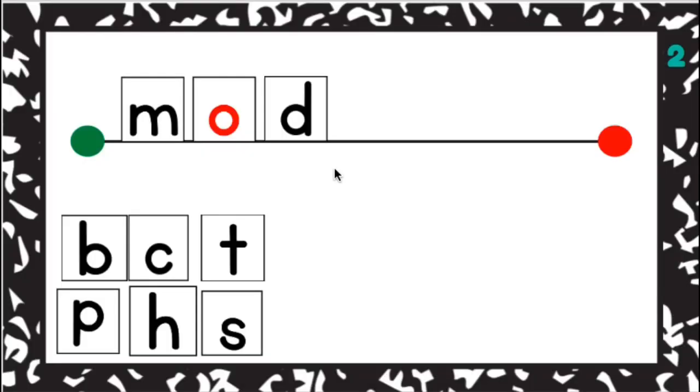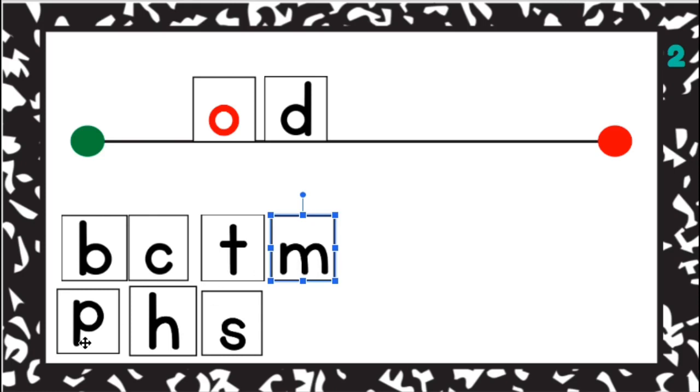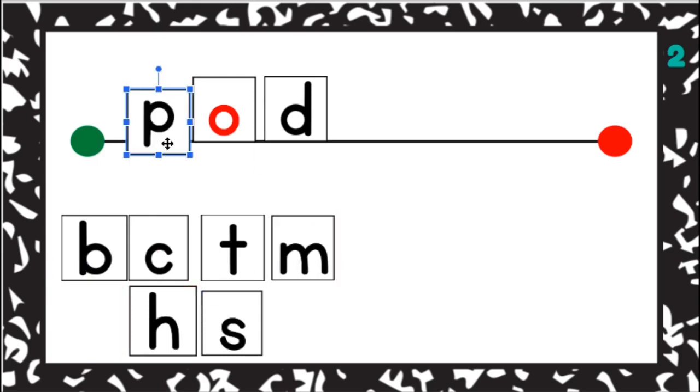Now we're going to write the word pod. Pod. P, ah, d, pod. What's the first sound? A p. Here we go. P, ah, d, pod. Please write down the word pod on your paper.